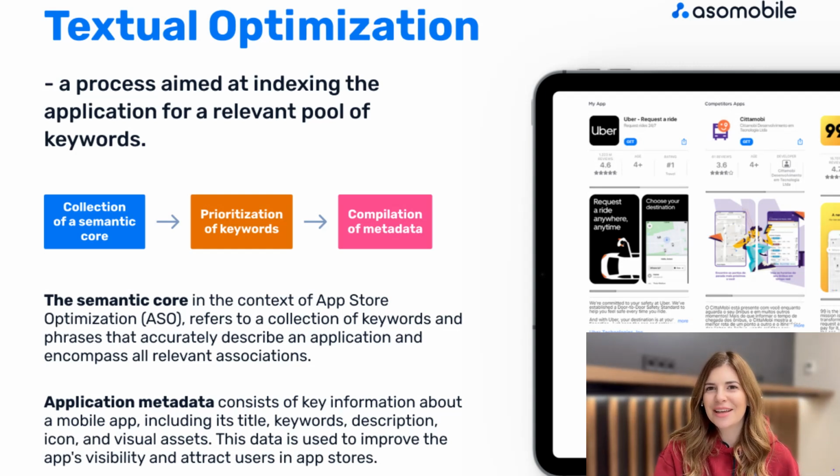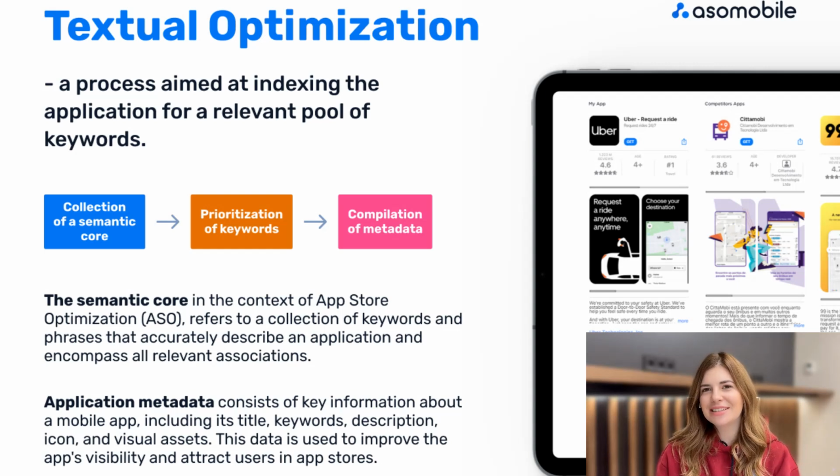Prioritization of keywords. Once you have your semantic core, the next step is to prioritize these keywords based on their relevance to your app and their potential to attract users. This involves analyzing search volumes, competition levels, and the alignment of each keyword with your app's functionalities and user benefits.